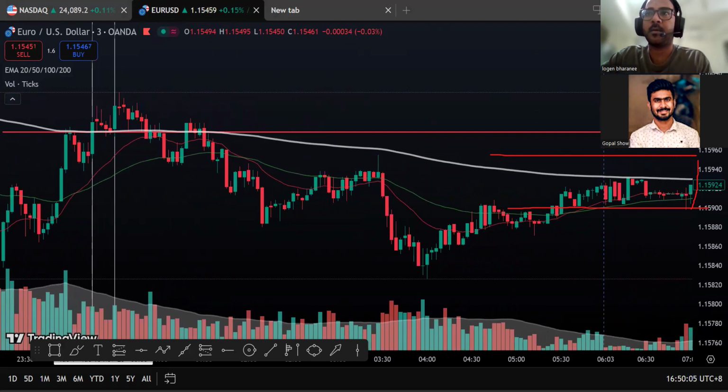The rejection candle is very good for the buyers. That is a sign buyers come. That is a sign of the buyers. This candle and the volume. Now shift the chart.